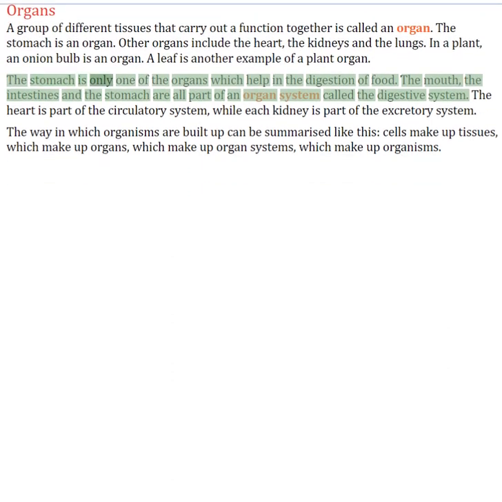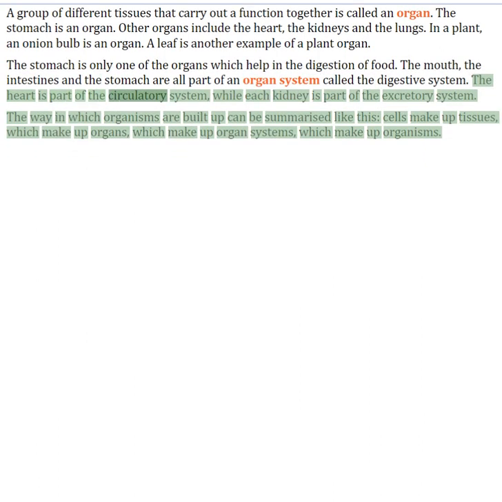The stomach is only one of the organs which help in the digestion of food. The mouth, the intestines and the stomach are all part of an organ system called the digestive system. The heart is part of the circulatory system, while each kidney is part of the excretory system. The way in which organisms are built up can be summarized like this: cells make up tissues, which make up organs, which make up organ systems, which make up organisms.